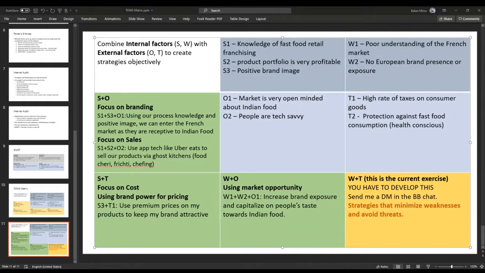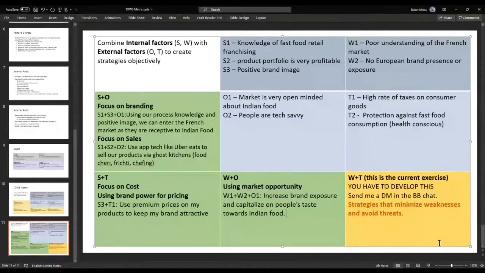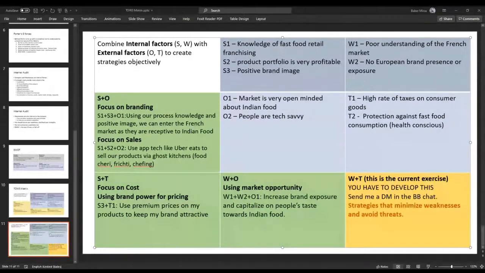Okay. Moving on, another one, weakness plus opportunity. How can I use an opportunity to subsidize or discount my weakness? So I combine two weaknesses, 1 and 2, which are poor understanding of the French market and no European brand presence, plus opportunity number 1, that the market itself is very open-minded. So I will increase brand exposure by using advertising messages and capitalize on people's taste towards Indian food. Simple. I'll use the flow of the market. This is using market opportunity. Simple. Okay, what's trending? It's focused heavily on the external factors.